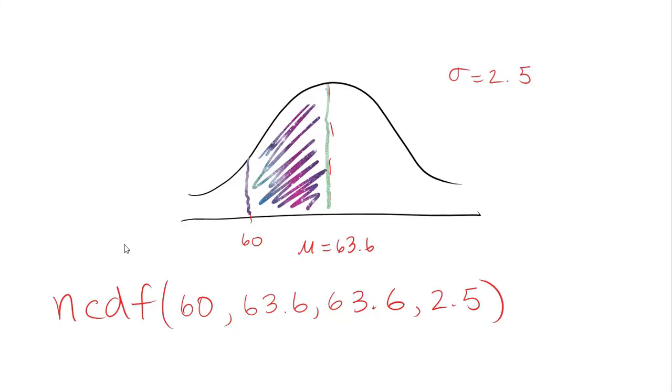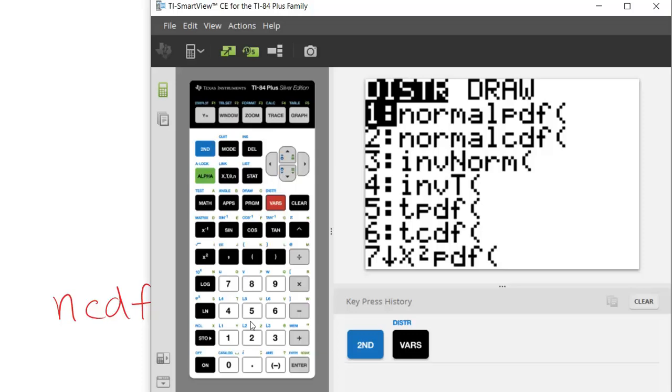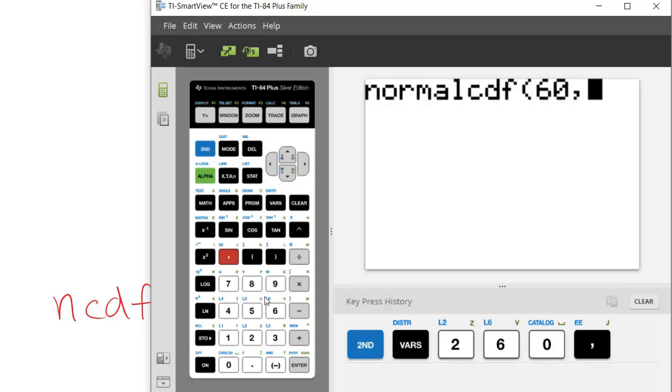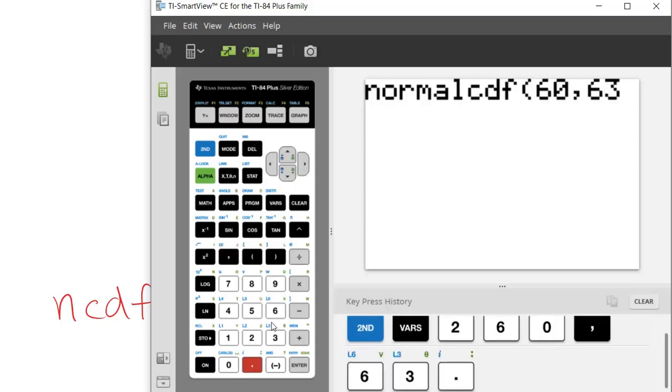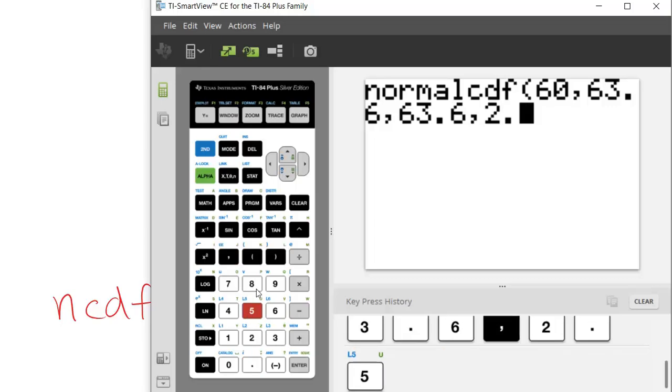This is a little more than one standard deviation away from the mean, so this is going to be a decent chunk of area. Let's run this in the calculator and get a decent estimate. Second vars, choice 2. If you're running the newer operating system, you'll have the input screen: lower, upper, mean, standard deviation. With the older operating system, you get this prompt on your main screen. We put in the lower bound, then a comma, the upper bound, which happens to be the mean, comma, then the mean, comma, and then the standard deviation.